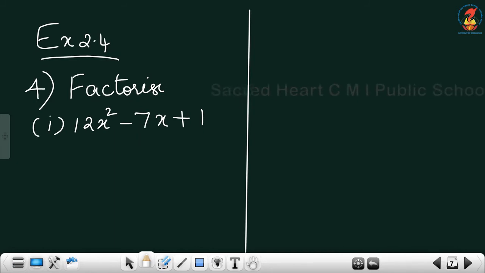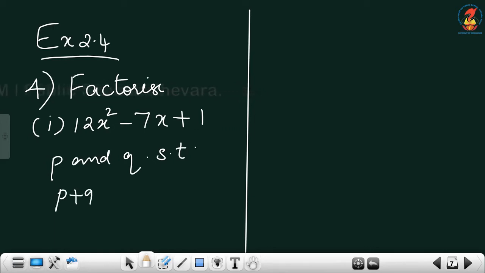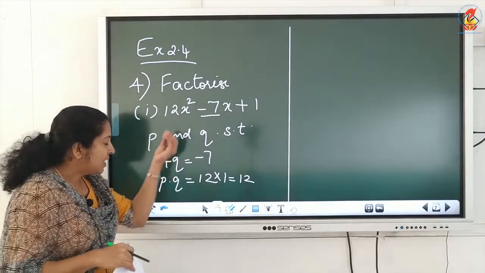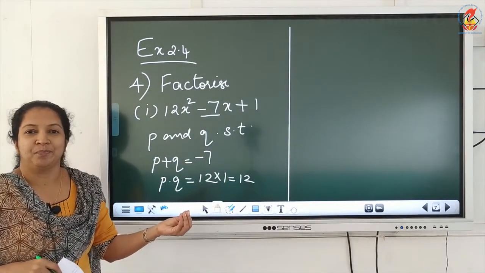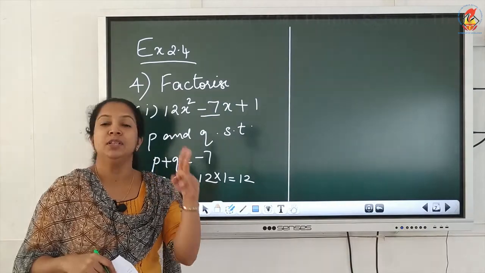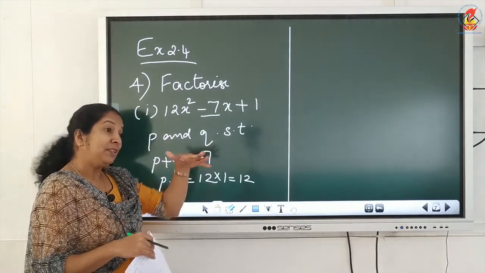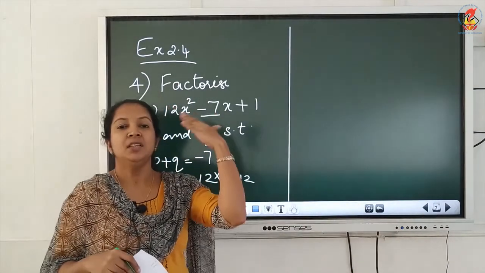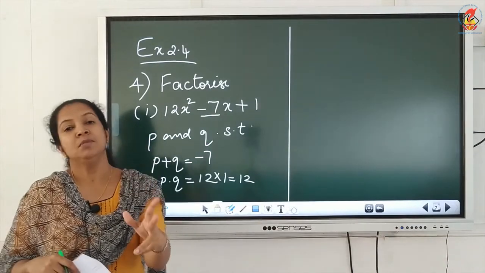Exercise 2.4, factorize 12x square minus 7x plus 1. Here also we are using splitting the middle term itself. So, identify two numbers P and Q such that P plus Q is equal to the coefficient, minus 7, and P into Q is equal to 12 into 1, 12. So, here the sum is negative and the product is positive. Product positive means either both the numbers are positive or both the numbers are negative. But the sum is negative. Sum negative means either the bigger number will be negative or both the numbers will be negative.